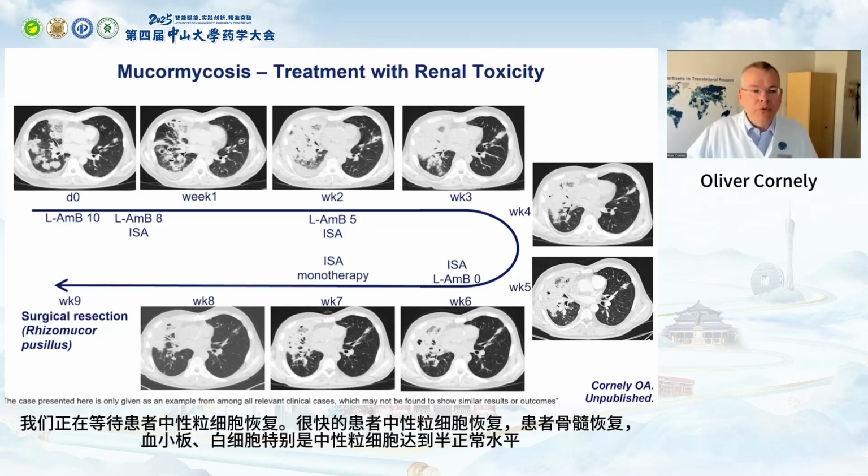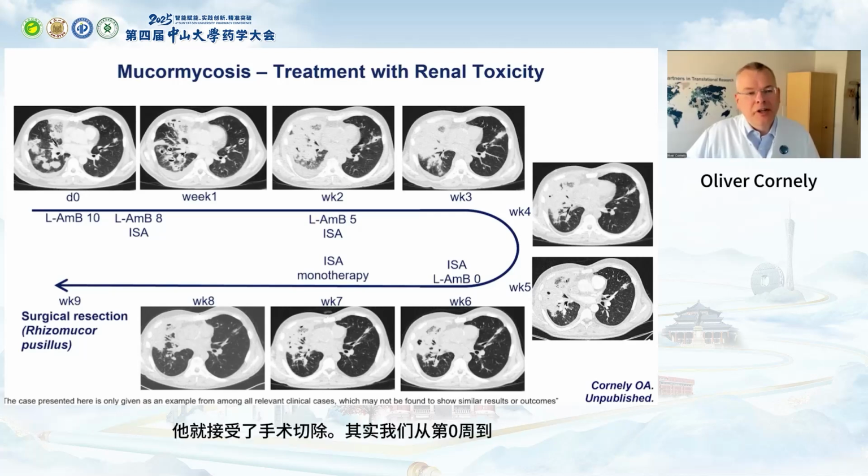We are waiting for the neutrophils. As soon as there were neutrophils and the patient's bone marrow recovered, and he had halfway normal numbers in platelets and white cells and neutrophils specifically, he underwent surgical resection, because all what we did from day 0 to week 8 was empirical treatment.